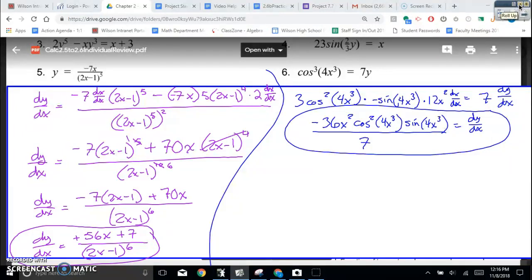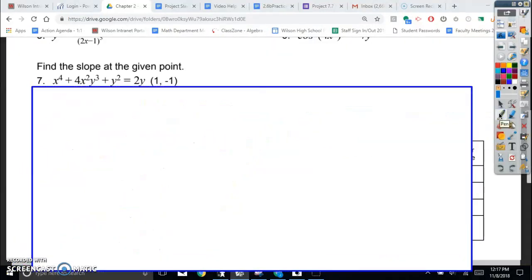Let's pause this, keep moving. All right, let's take a look at number 7. We're now finding the slope at a given point for this equation. So we have to differentiate this. All right, so that looks like it's going to be a lot of fun.